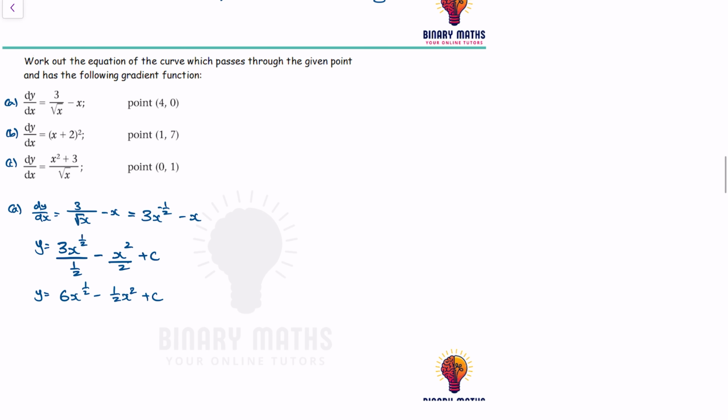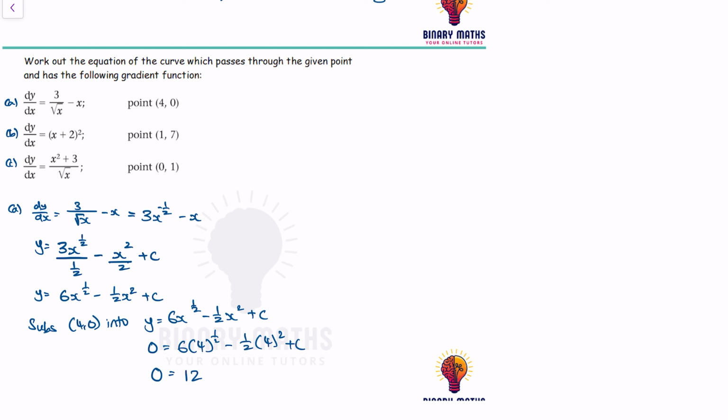Okay, so I need to substitute now. So substitute the point 4, 0 into y is equal to 6x to the power of a half minus a half x squared plus c. So I get 0 is equal to 6 times 4 to the power of a half minus a half times 4 squared plus c, which means 0 is equal to 6 times 2, which is 12.